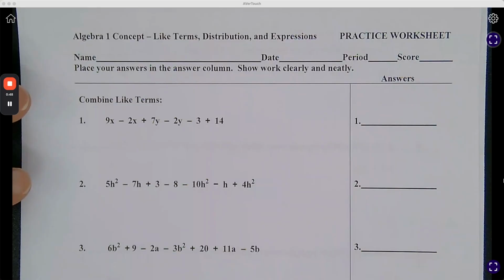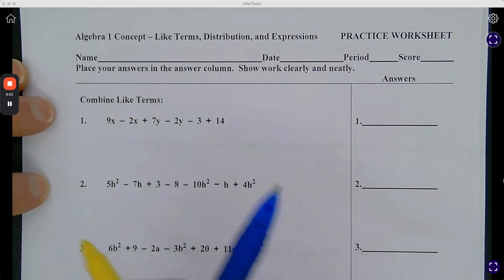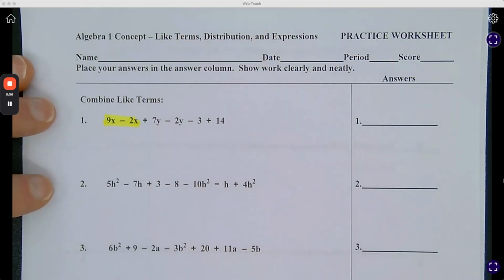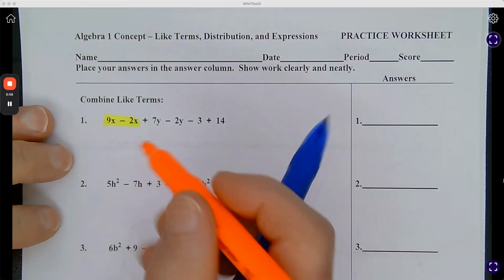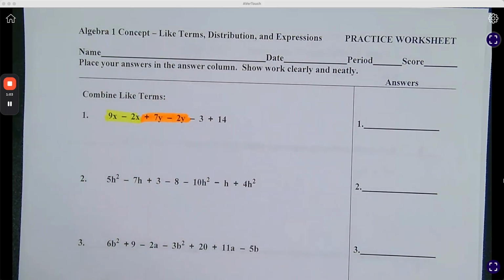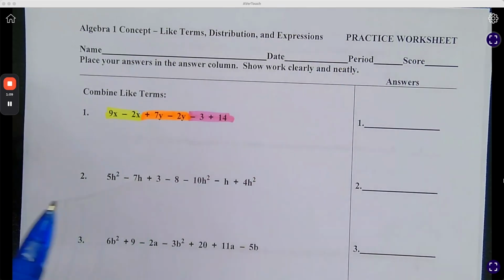Okay, let's do it. This is combining like terms. It's a way to organize all of our categories. So there's a category of X, there's a category of Y, and then we have this last category, which is not a category at all, so we call it constants. Notice how there's no category with it. So those are called constants.